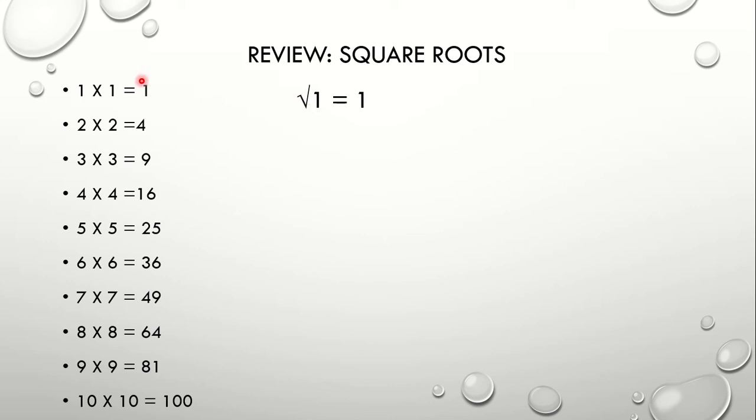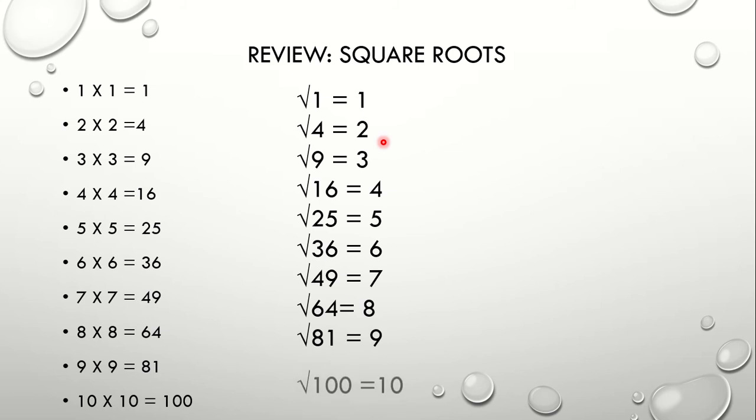And you will notice that square root of 1 equals 1. Square root of 4 equals 2. Square root of 9 equals 3. Up to square root of 100 equals 10. So you will notice that the answers earlier, in getting the product by multiplying the number by itself, once we get the square root, it will return to its original number. So say you have square root of 36, which is equal to 6. That means 6 times 6 equals 36.